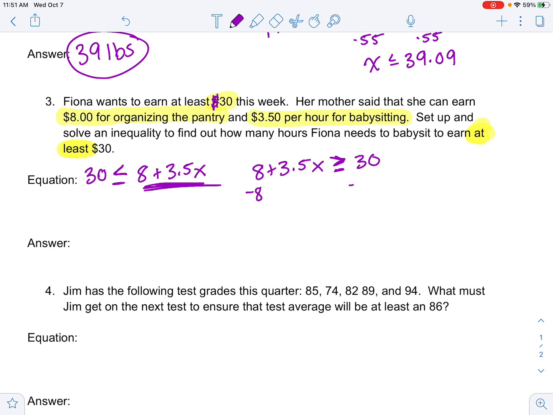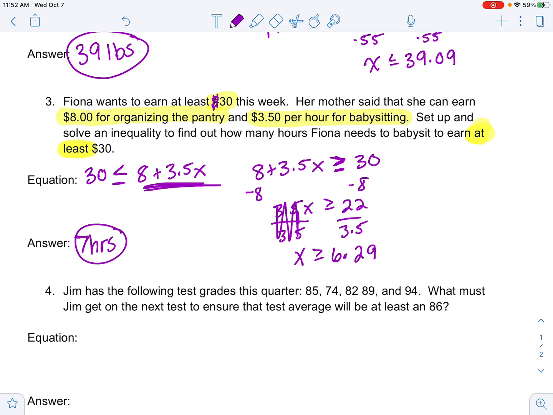So I'm going to take minus 8, minus 8. We have 3.5x is greater than or equal to 22. I'm just solving like normal. So now we're going to divide by 3.5. So this is gone, and my hours come out to be 6.29, which means if I work 6 hours, am I going to earn enough money? No. I'm going to have to work at least 7 hours of babysitting to hit more than $30.